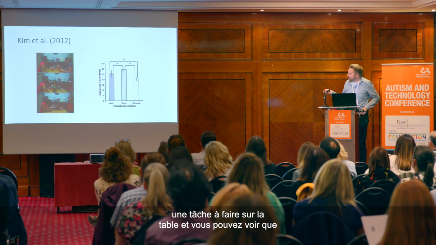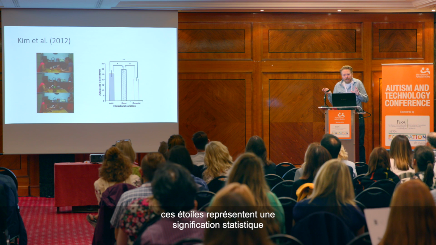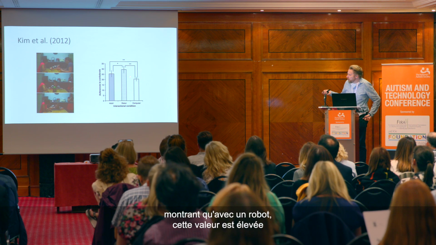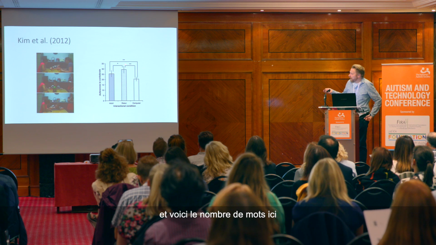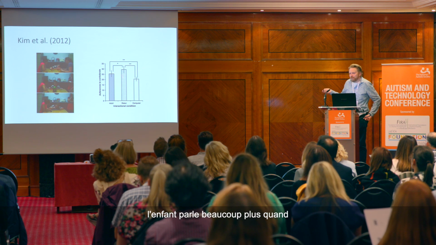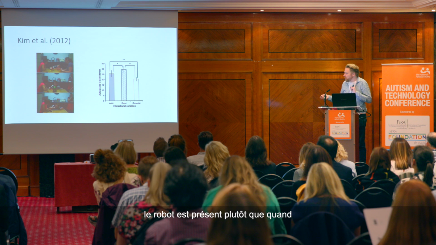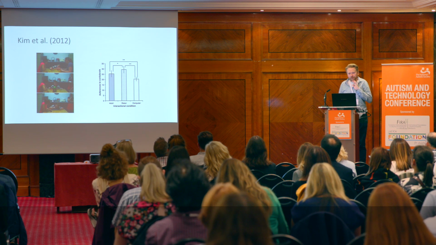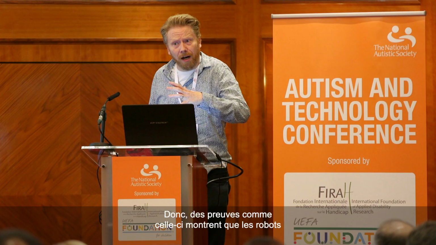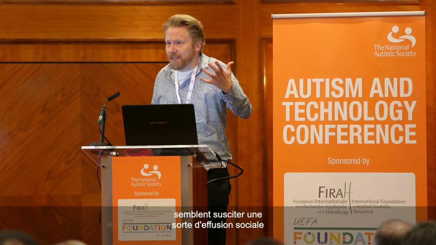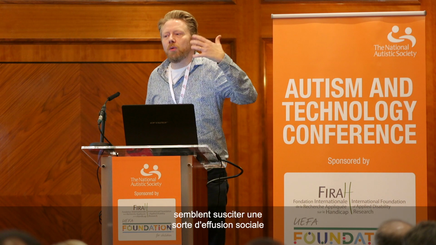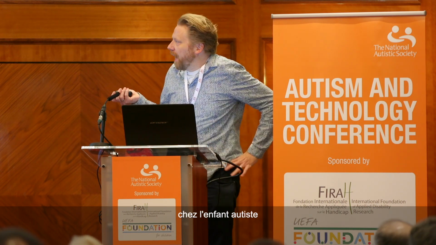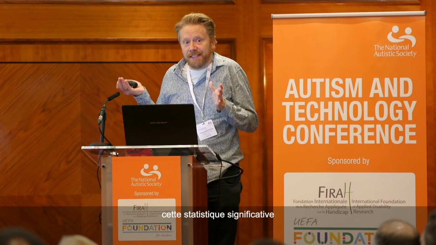You can see these stars represent statistical significance to show that when you have a robot, this column is high, and this is the number of utterances down here. The child talks significantly more when the robot is present, rather than when the adult is present or when the computer is present. So evidence like this suggests robots seem to elicit some kind of social outpouring from the autistic child.